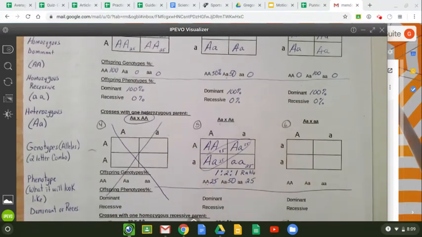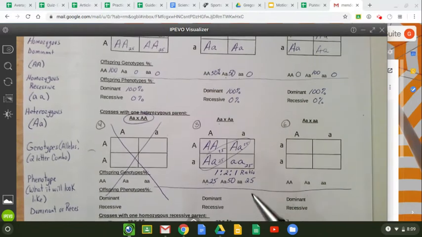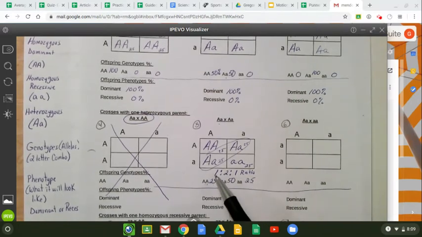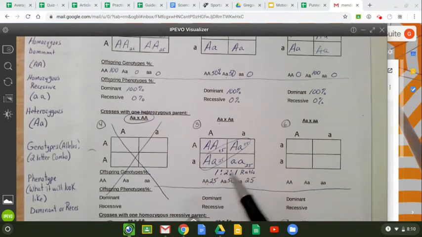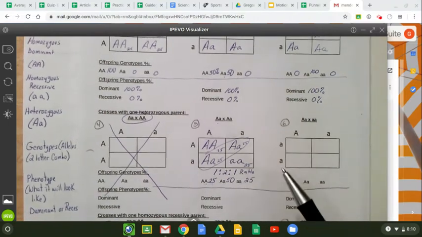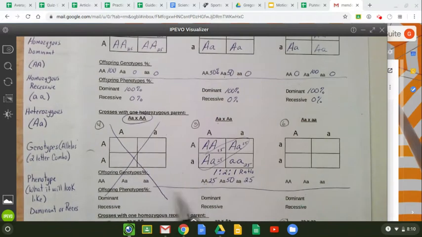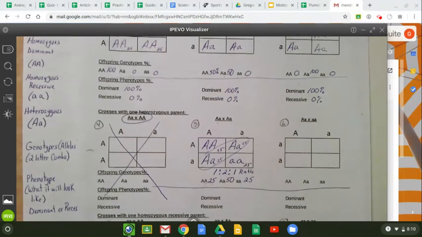All right, you may be familiar with ratios in math, right? And all we're doing is saying there's 1 homozygous dominant, there's 2 heterozygous, and there's 1 homozygous recessive. So I've been asking you to find the genotype percentage, but if I asked you to find the genotype ratio, you just put the numbers that you see. These numbers have to equal 4 because there are 4 boxes.